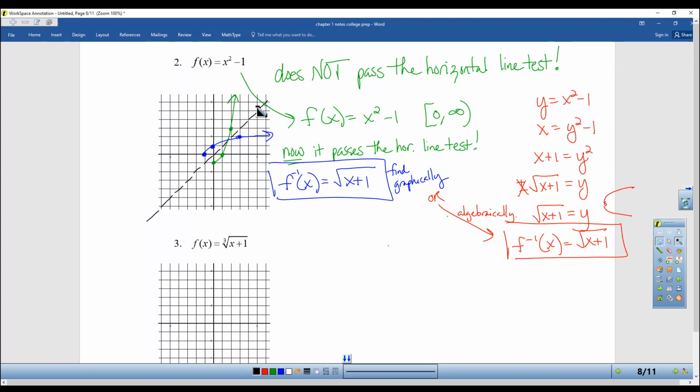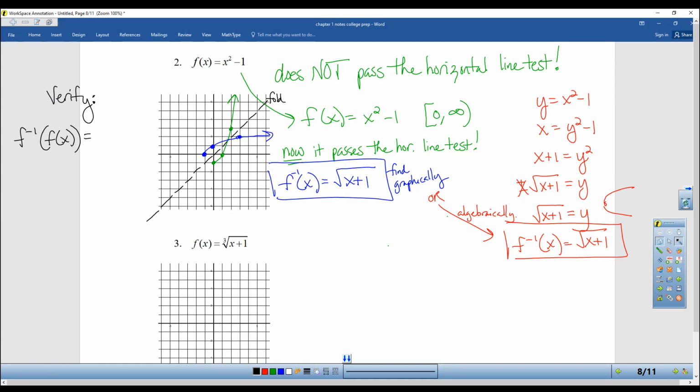Obviously, we verified it graphically because it reflects over the line. If you can fold it along that, it should match. But the algebraic verification is to put one inside the other. This time I'm going to do F inside F inverse.